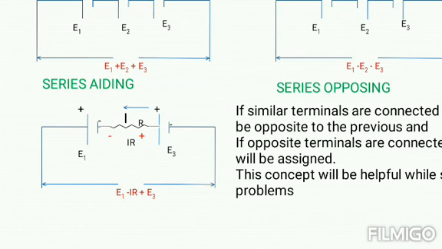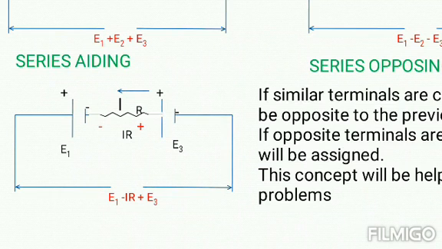See how the terminals are connected. Minus is connected to minus. Minus of E1 is connected to minus of IR. So similar terminals means we get the opposite sign to the previous one. Hence the previous one is E1, plus E1. So we have got a minus sign for IR.